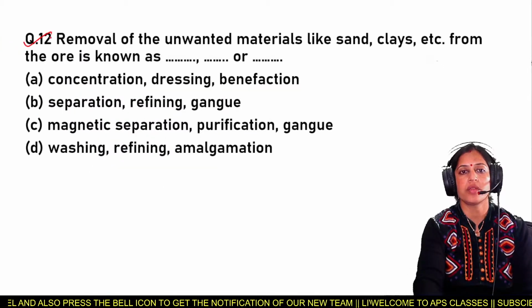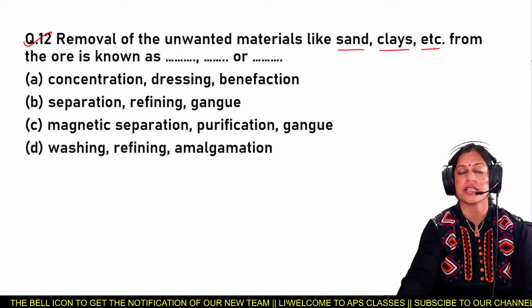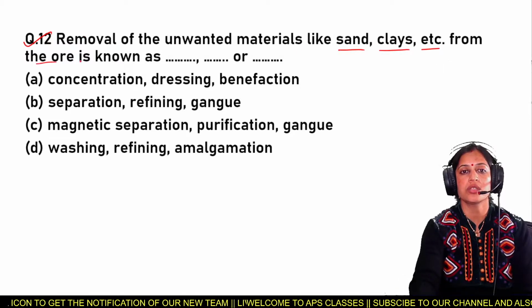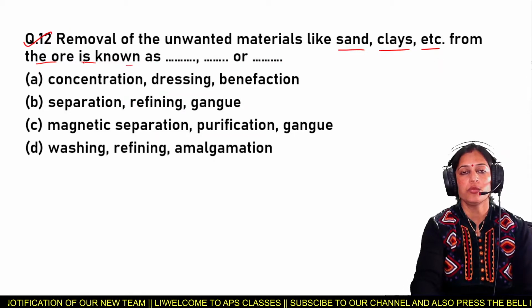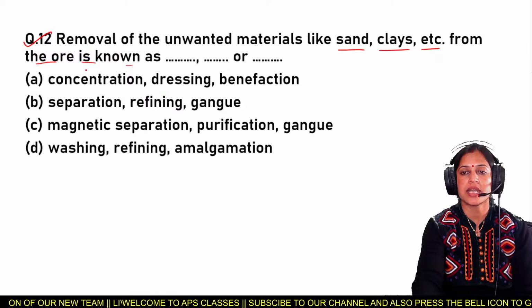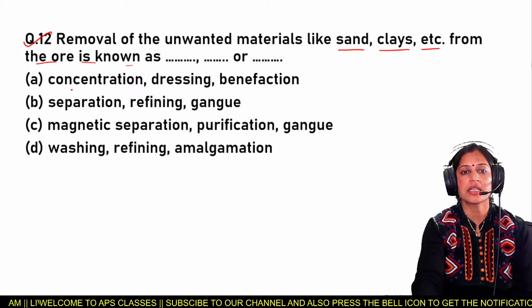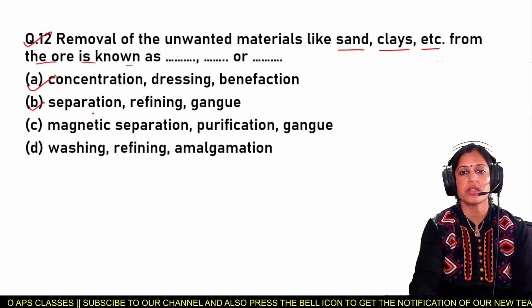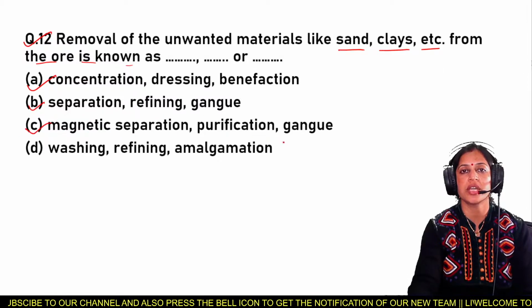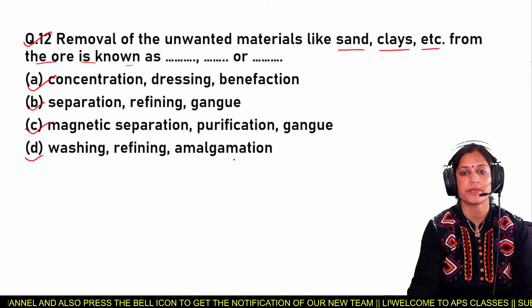Next is question number 12. Removal of the unwanted materials like sand, clays, etc. from the ore is known as dash, dash, or dash. Options: A, concentration, dressing, beneficiation. B, separation, refining, and gangue. C, magnetic separation, purification, and gangue. D, washing, refining, and amalgamation.